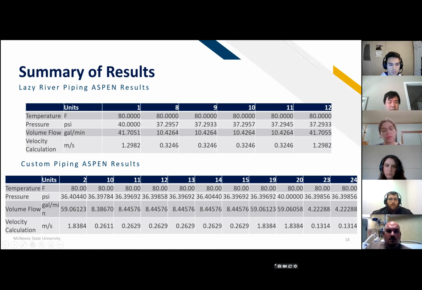Moving on to the lazy river pool, the calculations for the overall flow rate turned out to be 41.71 gallons per minute, with a velocity of 1.29 meters per second. And the custom pool had an overall flow rate of 59.06 gallons per minute and a velocity of 1.84 meters per second.